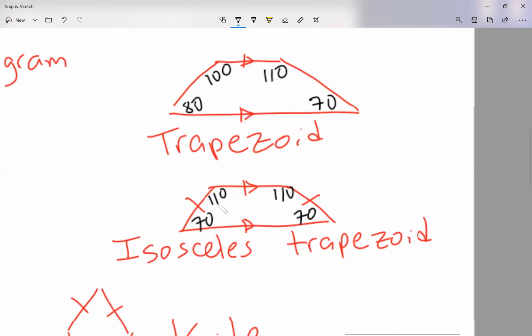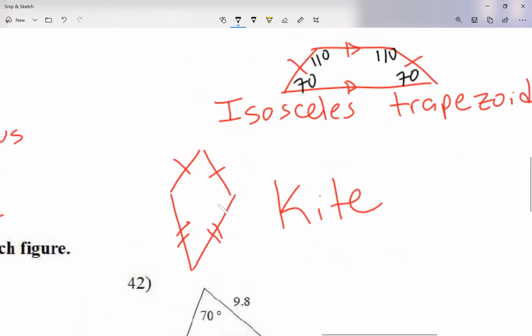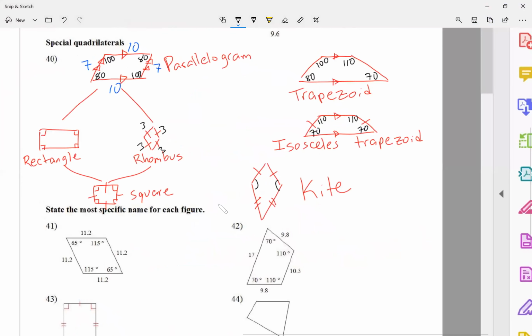When it comes to a kite, there's only two angles that are going to be equal. These two angles. Now, don't think I'm going to give you guys a figure standing up. I'm going to rotate them. So let's take a look. I'm going to be working up until number 44.